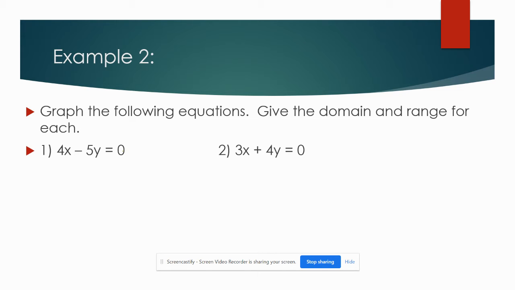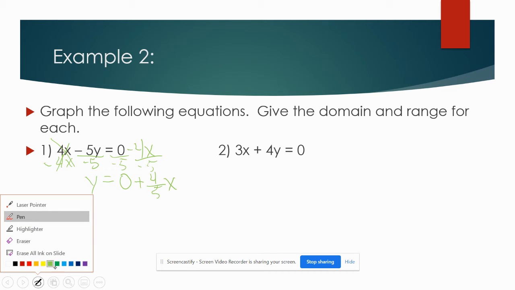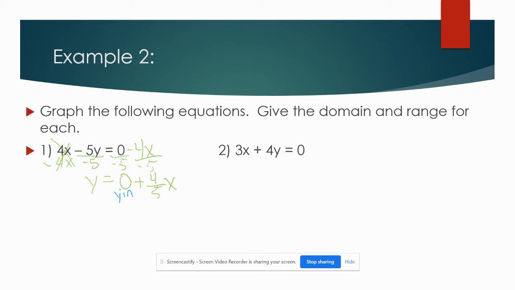If I solve this for slope-intercept form, we're subtracting the 4x because it's positive from both sides, and then divide everything by -5. So we have y is equal to 0 minus 4 over -5, which is a positive 4/5 x. Our y-intercept is 0. Our slope, or rise over run, is 4/5.